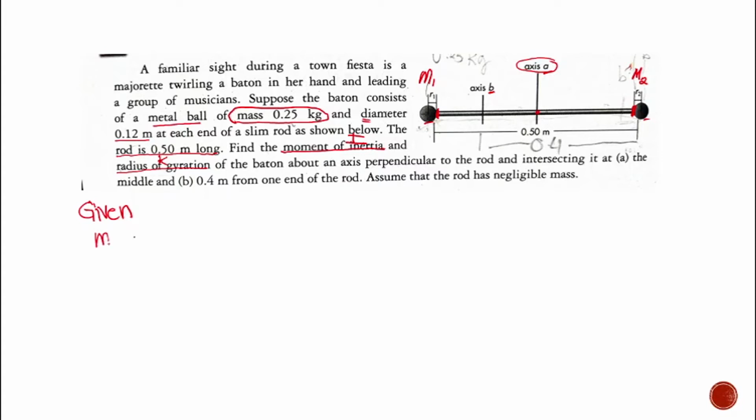So first things first, isulat muna natin yung mga given natin. M1 is equal to 0.25 kilograms. M2 is equal to 0.25 kilograms, and the length of the baton, so we are going to name it L or anything you want. Length of baton, that is 0.50 meters, and we have the diameter of the sphere, which is 0.12.